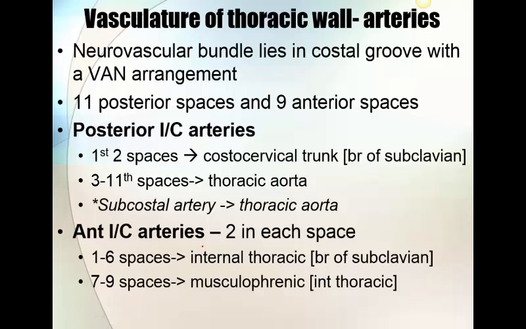Now let's look at the vasculature of the thoracic wall, and we'll deal with arteries first. So as I said, the bundle lies in the costal groove with the VAN arrangement, which is vein, artery, nerve. Vein lying superiormost, artery, so when you think of it, it will be like this. This is superiormost and the nerve is inferiormost. We already talked about this yesterday. There were 11 posterior spaces and 9 anterior spaces because ribs 12 and 11 don't reach the sternum.